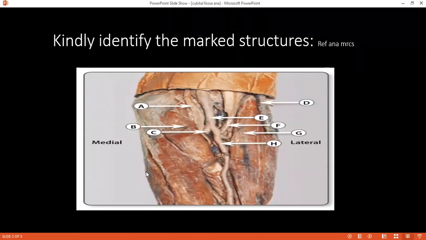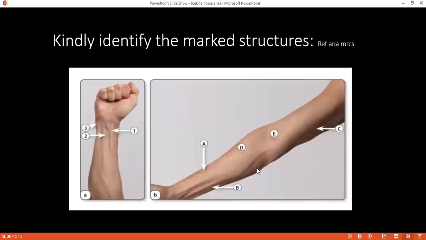Okay, if we could move forward, can you tell me how many compartments there are in the forearm? There are 4 compartments in the forearm. It is classified as anterior superficial, anterior deep, posterior superficial, and posterior deep compartment. Can you tell me what are the muscles in each of the compartments?